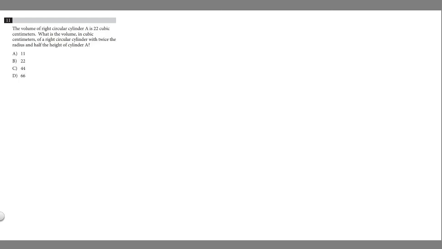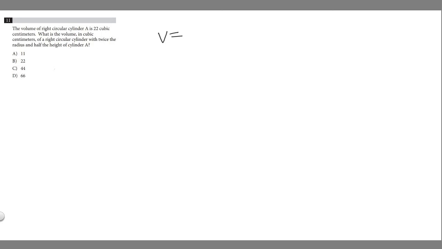So in this problem, we're told that the volume of a right circular cylinder A is 22 cubic centimeters. And then we're asked, what is the volume in cubic centimeters of a right circular cylinder with twice the radius and half the height of cylinder A? So it seems like we're dealing with the volume of a cylinder. So what we want to do is use that formula.